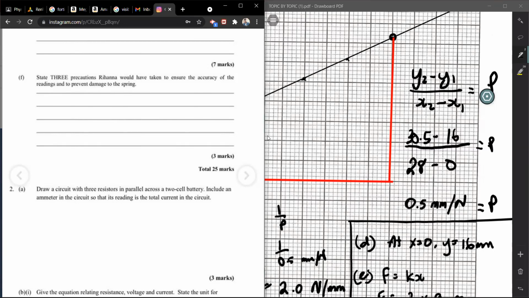How's she going to do that? By removing the mass after you get the measurement. Okay, cool. Thirdly, ensure the spring isn't resting against anything, so that it has free oscillation.